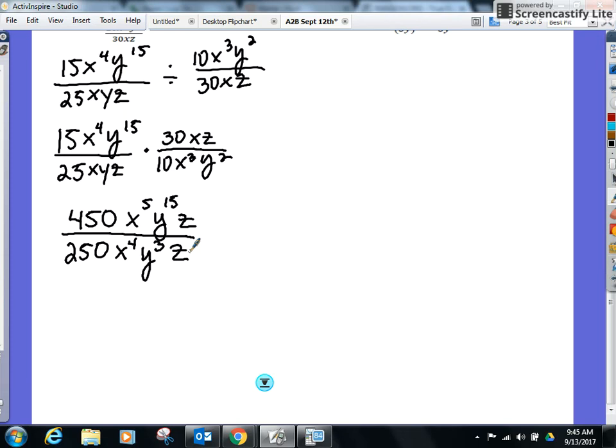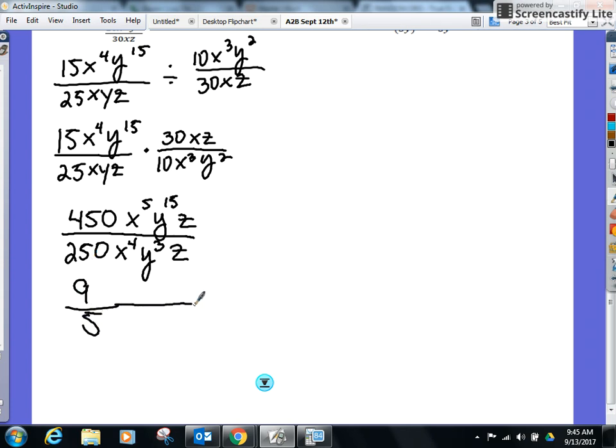You think you're going to leave it like that? That's embarrassing. You should reduce. 450 over 250. I'm not asking you to reduce on your own. Your calculator will do it for you. That would be a 9 over 5. It wasn't that big of a deal. Cross out the zeros. 5 goes into both.